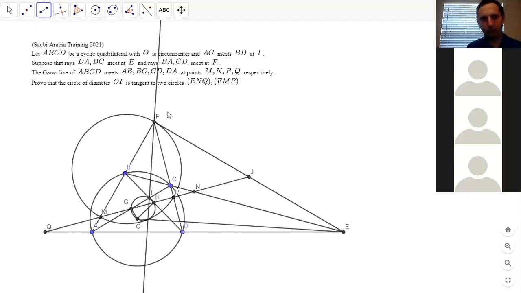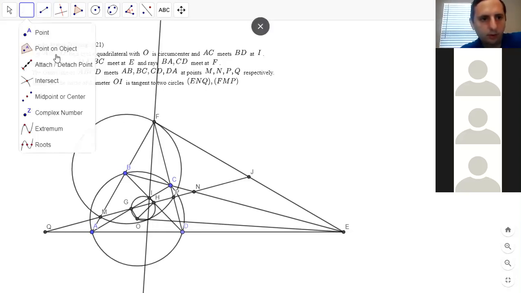It looks like these two lines are perpendicular. We know IF and EO are perpendicular by Brocard's theorem. I is the orthocenter of triangle EFO. So if one is true, then the other has to be true. So to show they're tangent, we could either let IF intersect the circle at a point, or let EO intersect it at a point, and then show that it's actually tangent at that point.